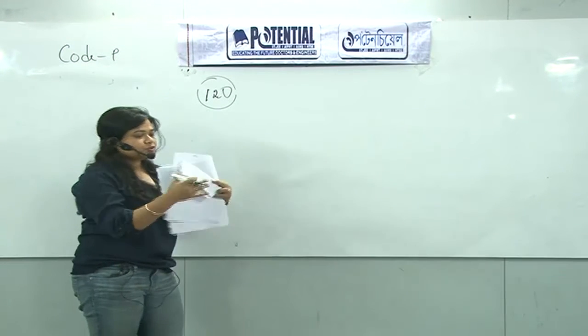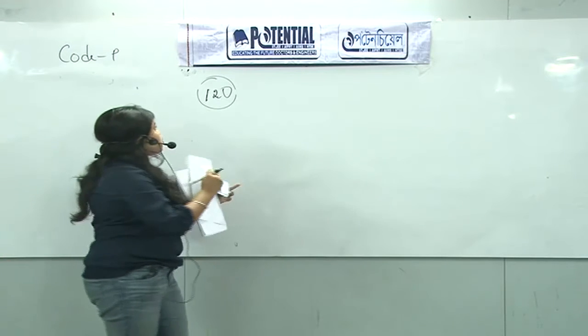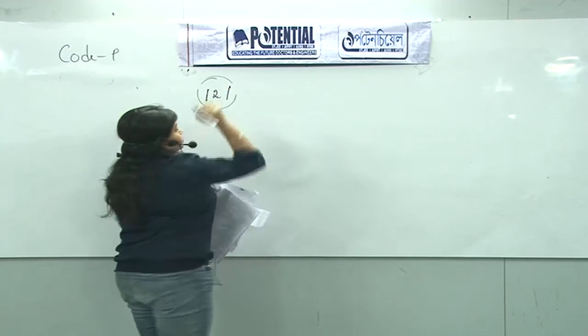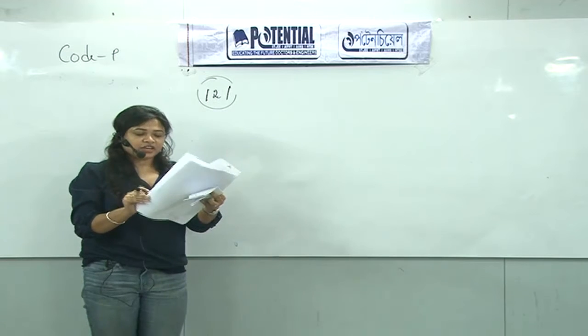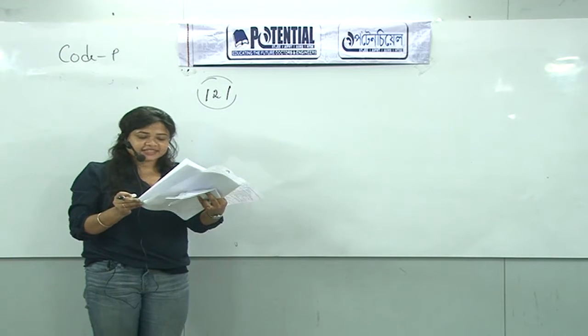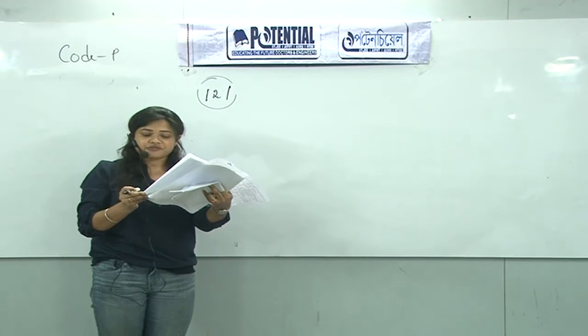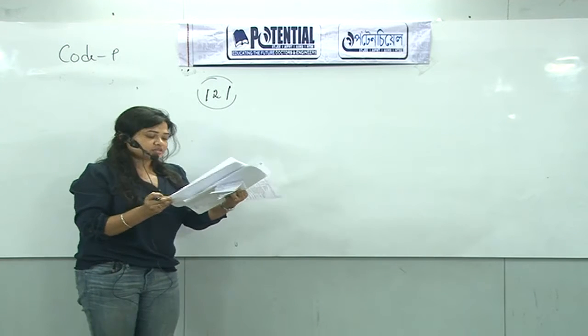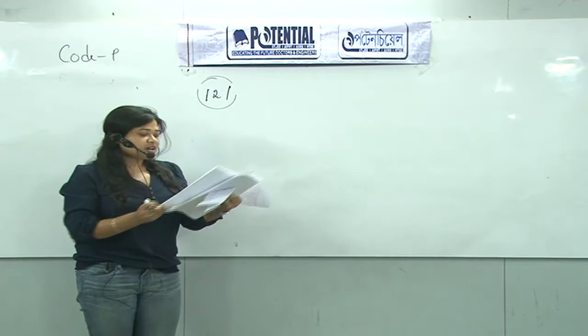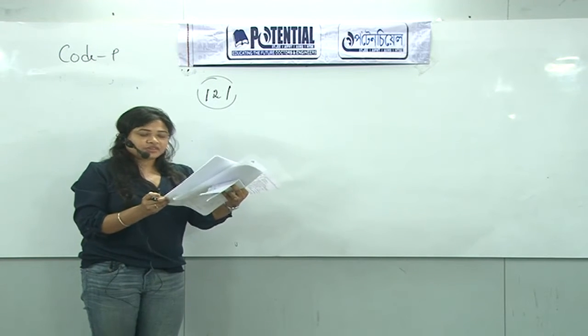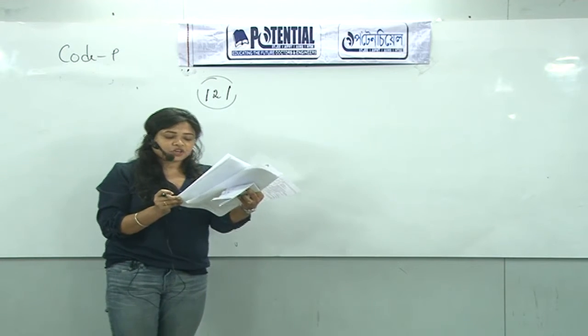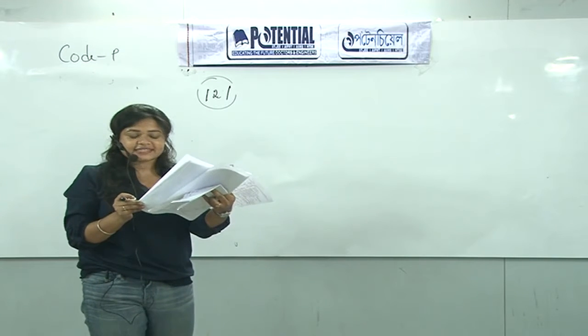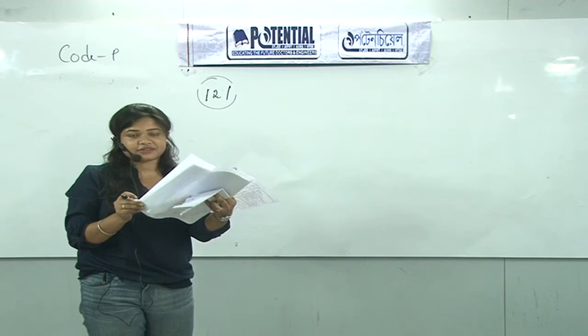Next we come to question number 121. In question number 121 it is given, which one of the following is a characteristic feature of cropland ecosystem? Since cropland ecosystem is an artificial ecosystem, the correct option will be option number 2, that is least genetic diversity.